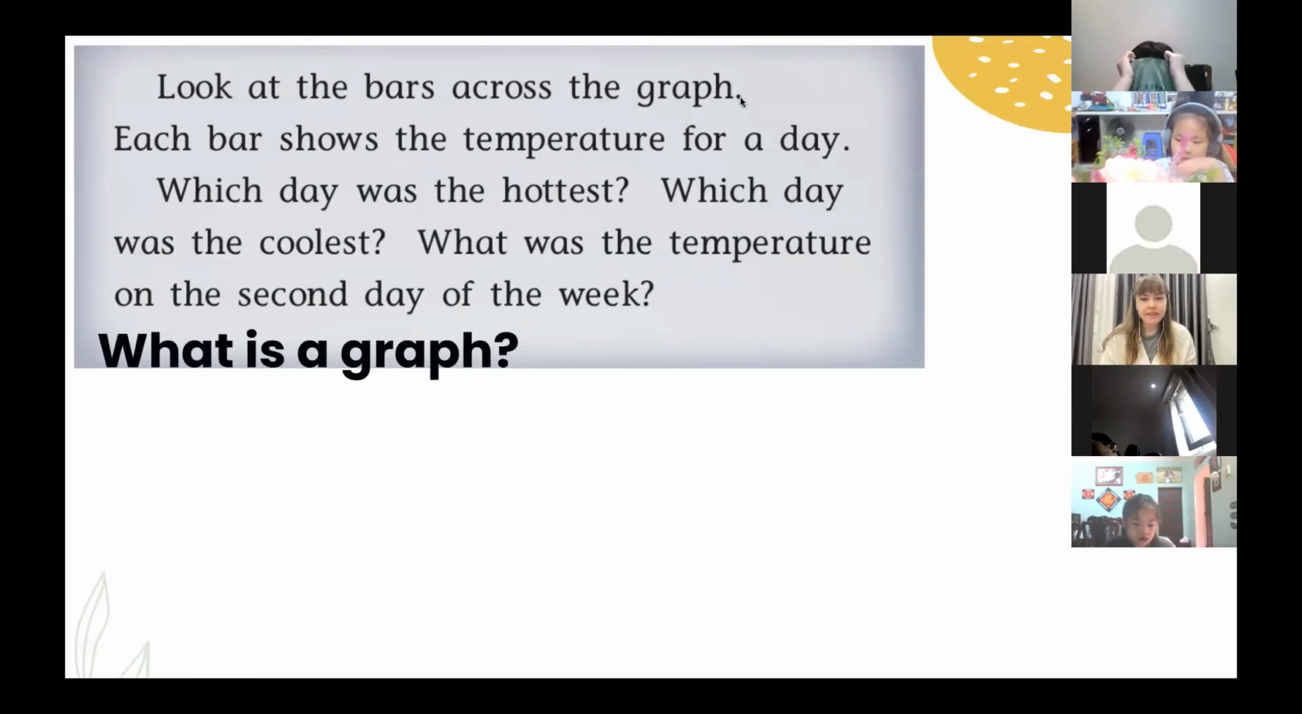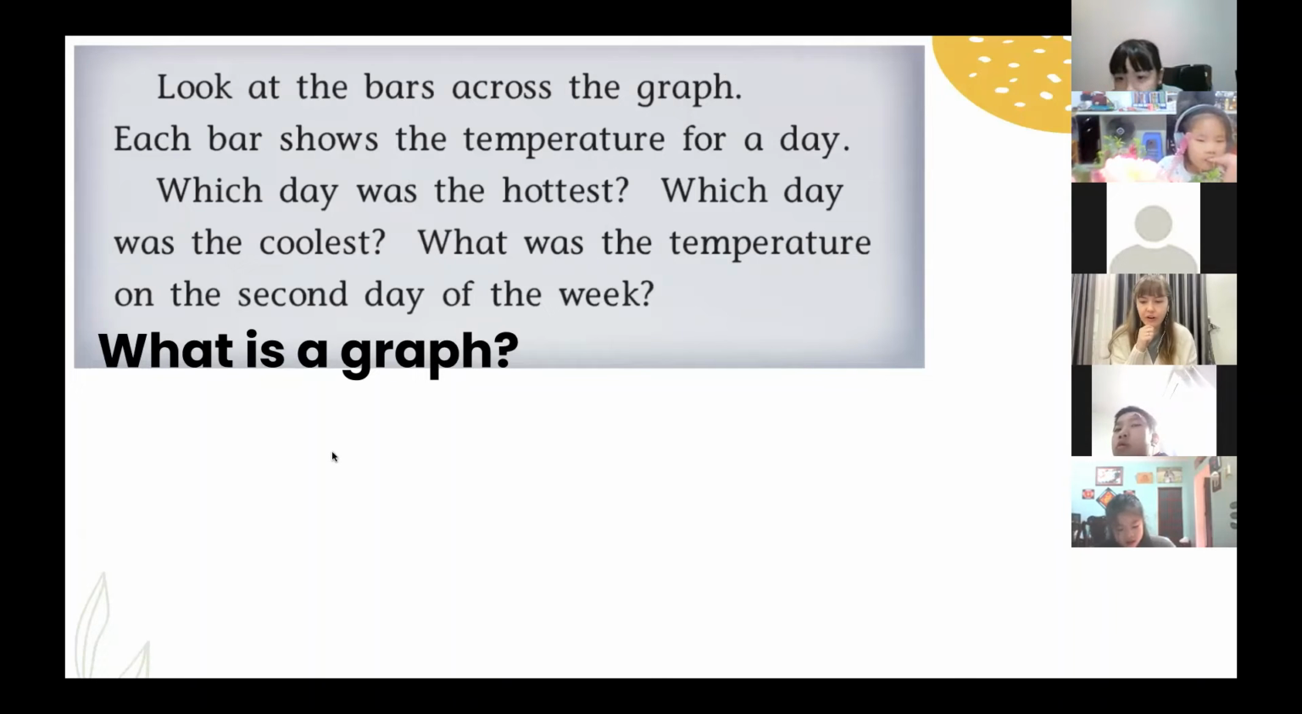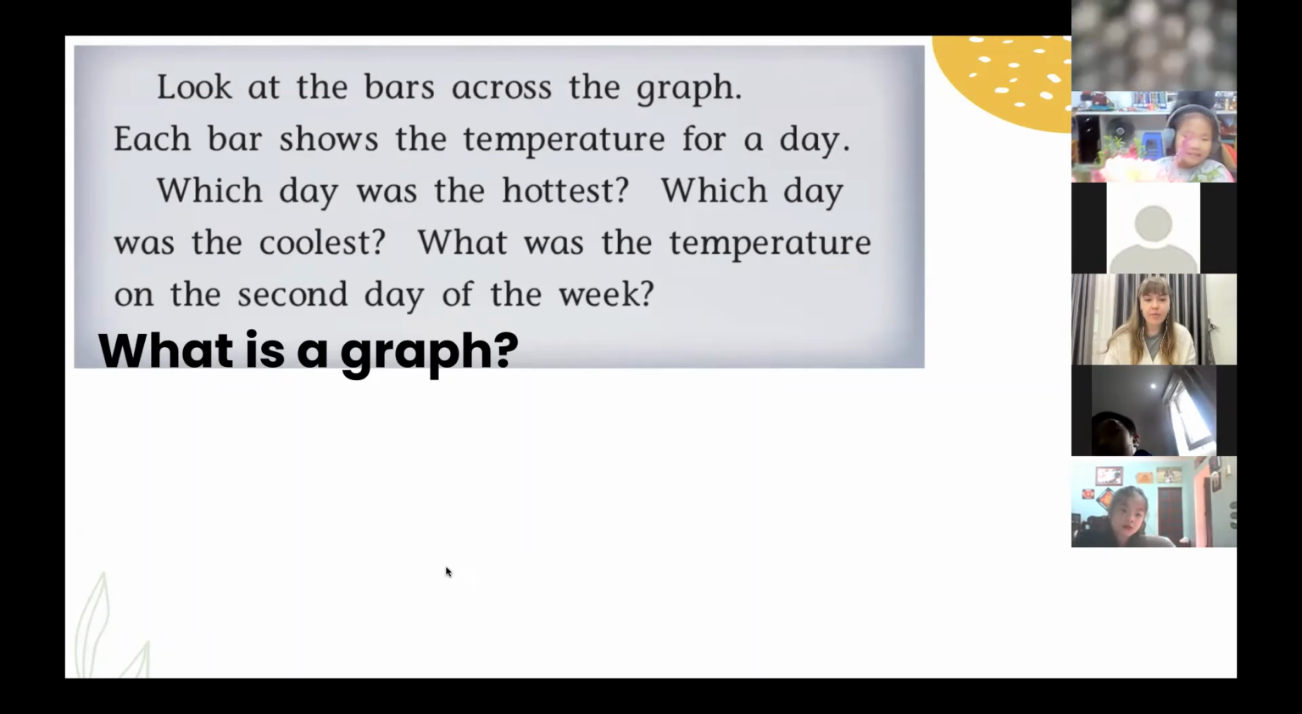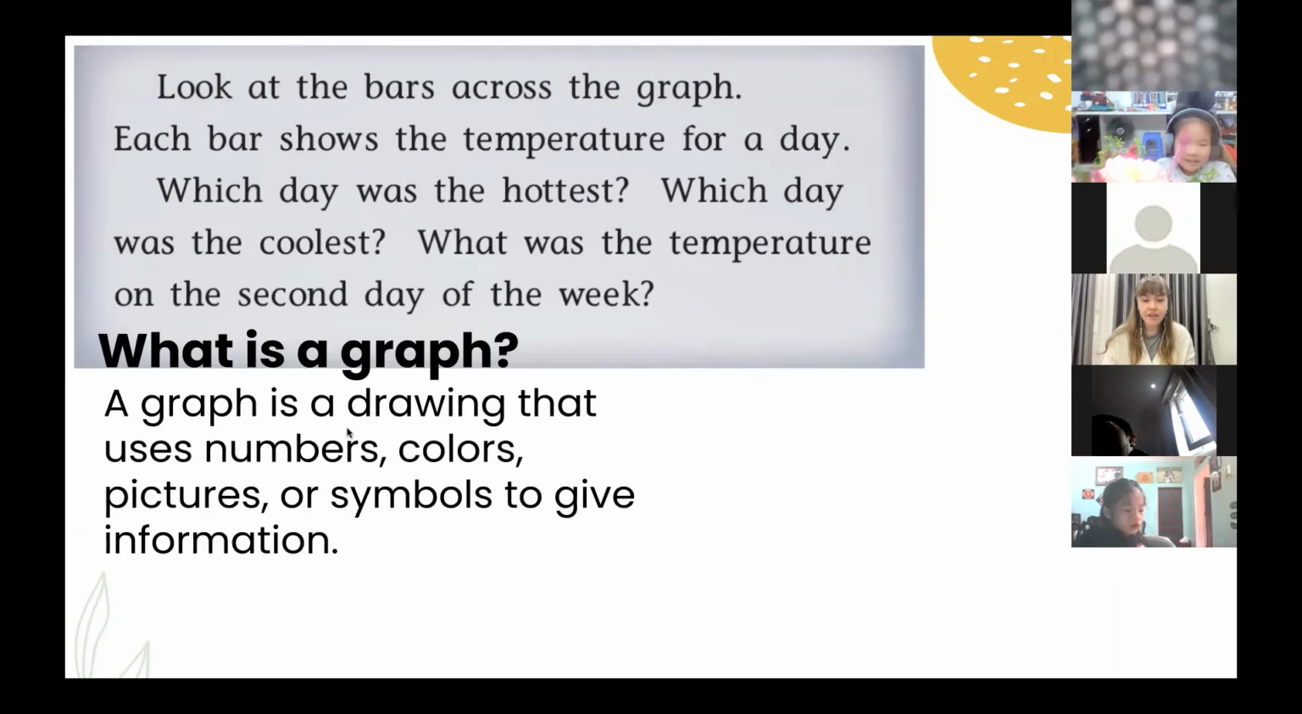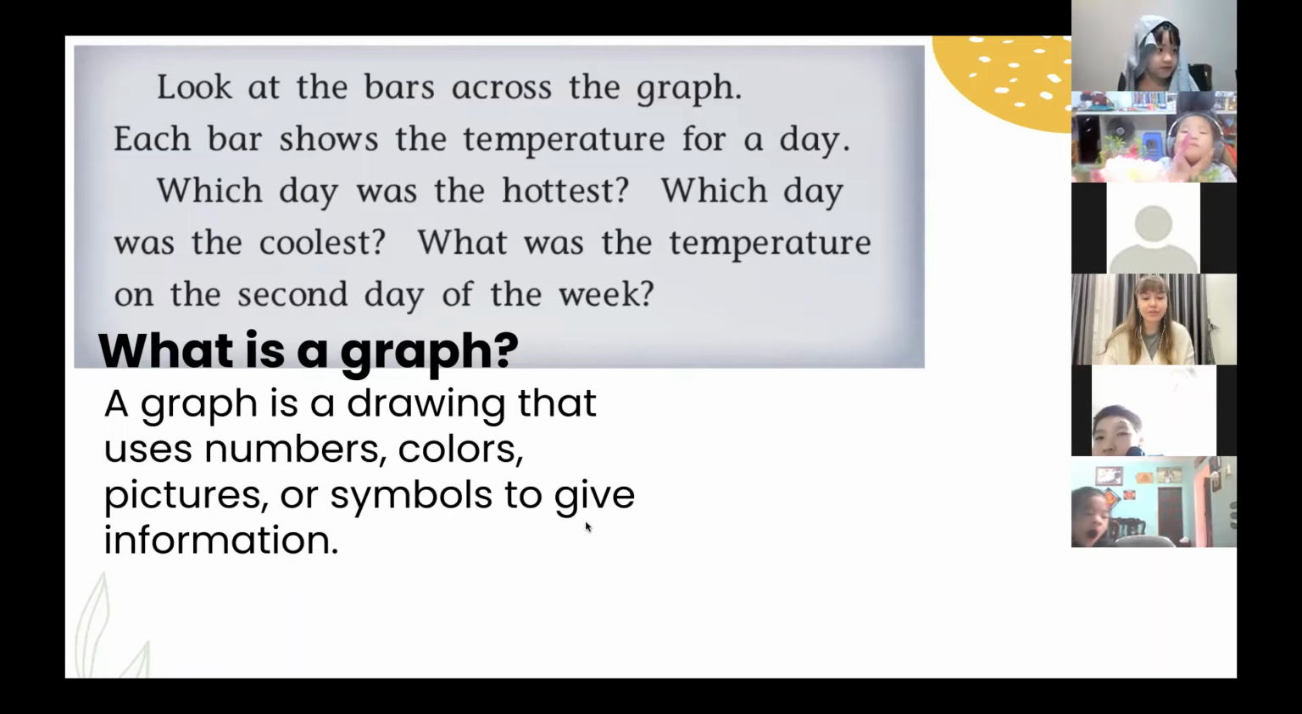So, what is a graph? This story is talking about a graph. In science class, have you used a graph? Maybe you've done an experiment and Miss Miranda or Mr. Connor said, I would like you to put this information on a graph. Can you tell me what a graph is? A photograph. So yes, it's a drawing of data. We can take temperatures, for example, and put them on a graph. A graph is a drawing that uses numbers, colors, pictures, or symbols to give information.